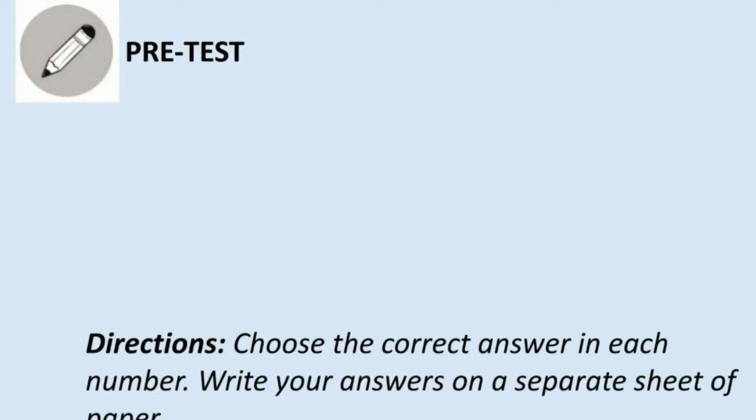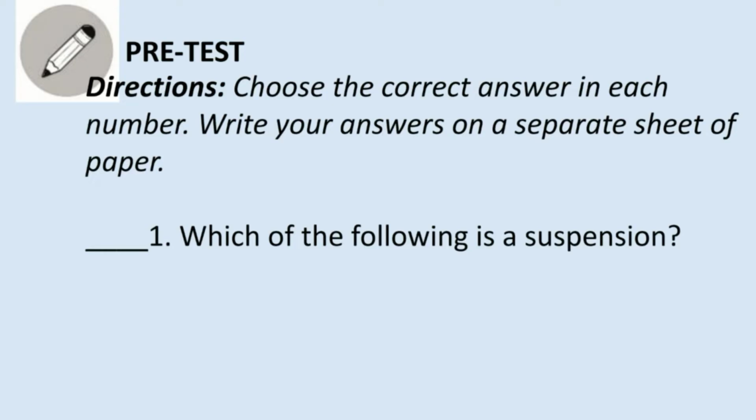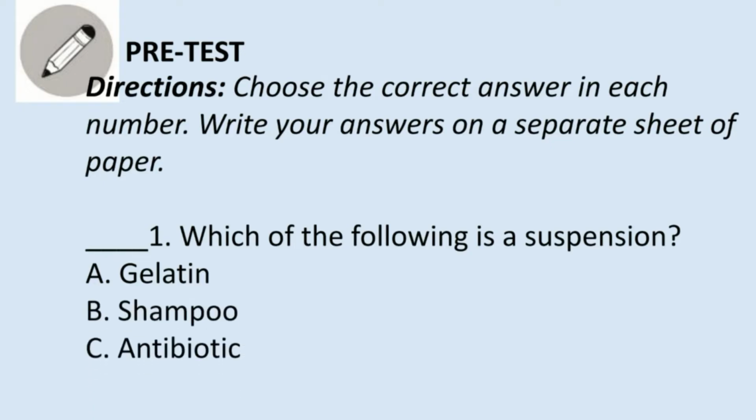As we go along, prepare a pen and paper and let's have a pretest first. Okay? Directions. Choose the correct answer in each number and write your answers on a separate sheet of paper. 1. Which of the following is a suspension? A. Gelatin. B. Shampoo. C. Antibiotic. And D. Toothpaste. Write your answer.